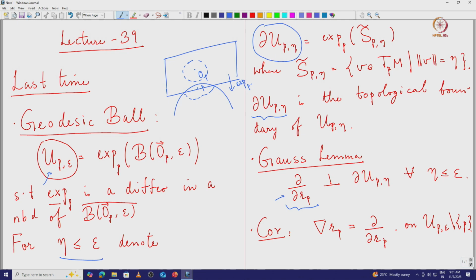So in other words, if you take a vector here that corresponds to a geodesic here, the radial vector field will be given by this, and the claim is that this is orthogonal to all vectors of this form, right. So this is orthogonal to all vectors of this form.